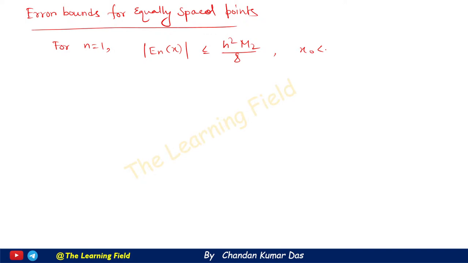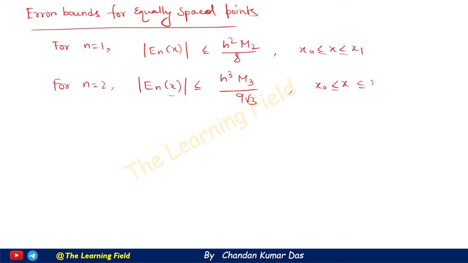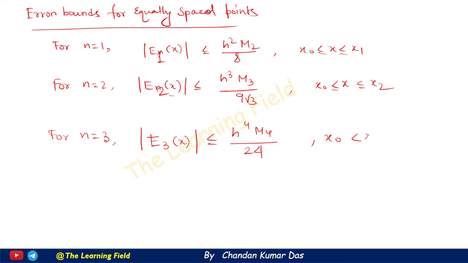for x0 less than or equal to x less than or equal to x1. For n equal to 2, the modulus of En(x) is less than or equal to h cube M3 by 9 root 3. These are just notations: M3 means the upper bound of this one. This holds for x0 less than or equal to x less than or equal to x2. For n equal to 3, the modulus of E3(x) is less than or equal to h^4 M4 by 24, for x0 less than or equal to x less than or equal to x3.